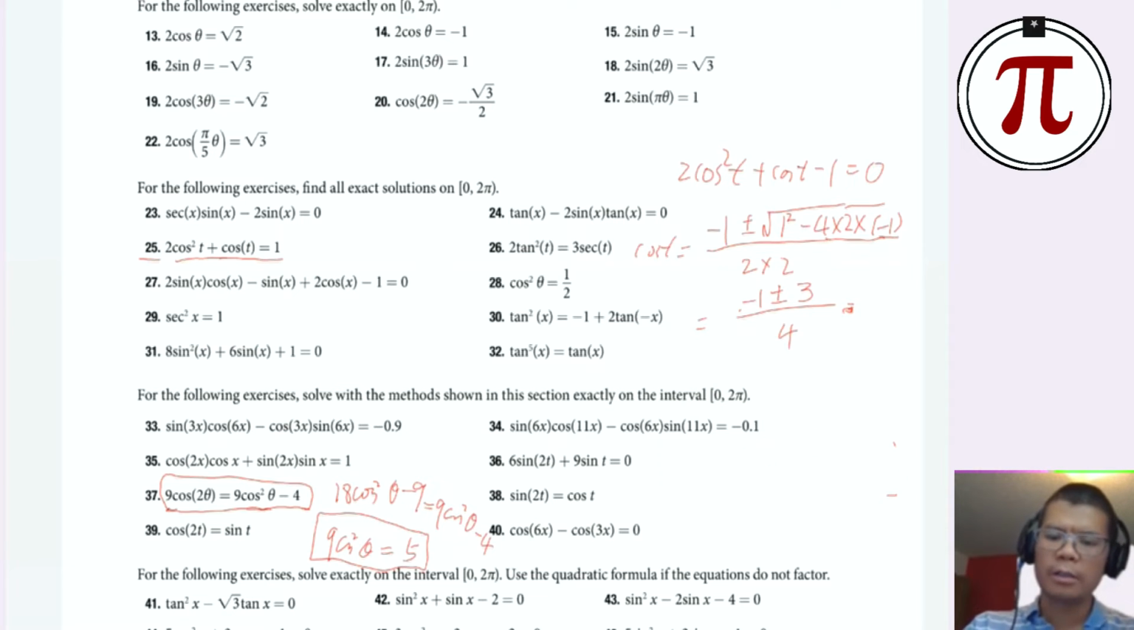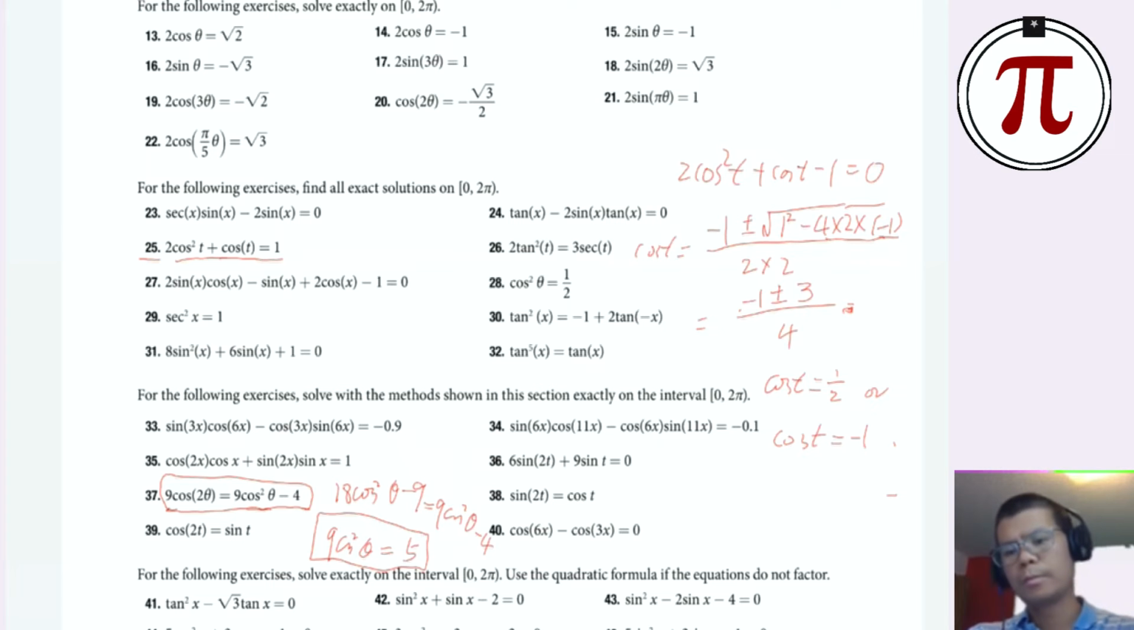Cosine t equals 1/2, or can it be negative? -1 minus 3 is -4, over 4 is -1. Can cosine t be -1? Yes, the range is from -1 to 1, so it's within the range, so it is possible.